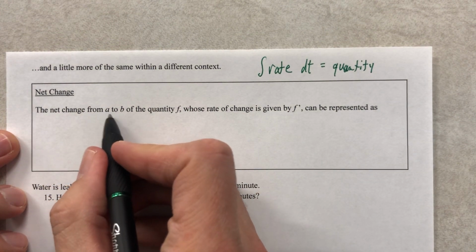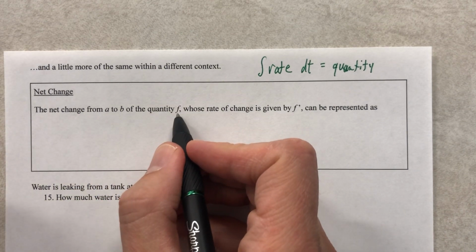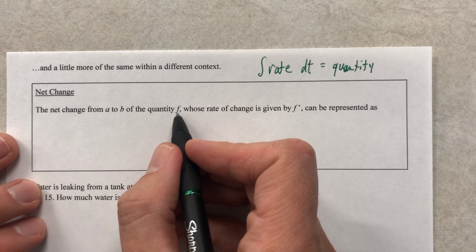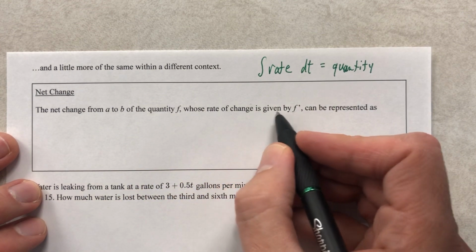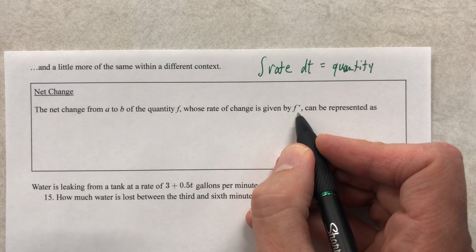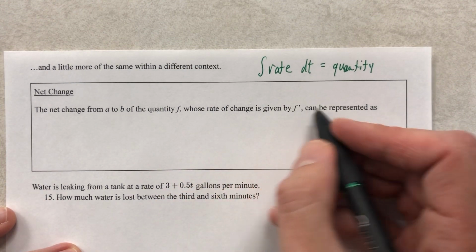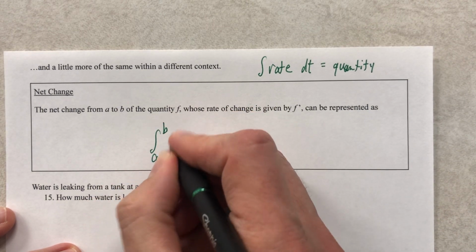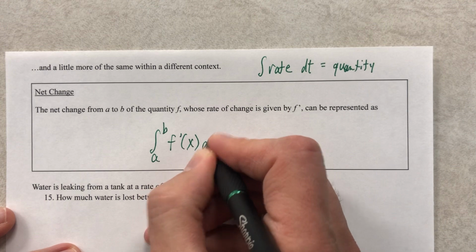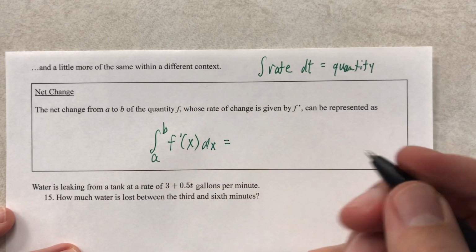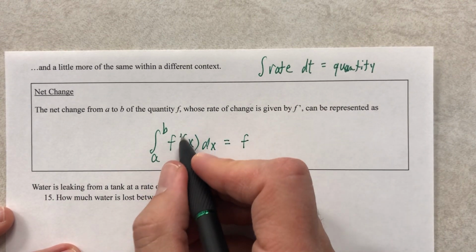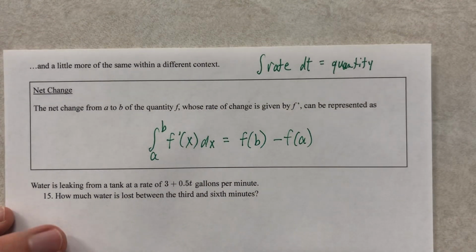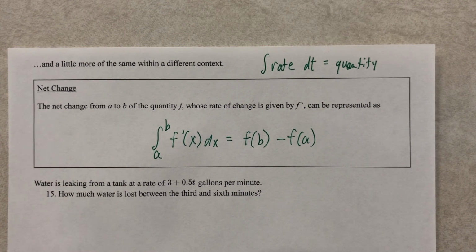So the net change, that is the change of a quantity from A to B, the net change from A to B of the quantity F. We have some function that represents a quantity. The rate is given by its derivative. That's old stuff, we know that. The derivative is a rate of change. It can be represented as the integral from A to B of f prime of x dx, which is the antiderivative of the derivative, which is f of b minus f of a. You've seen this. This is the fundamental theorem of calculus.